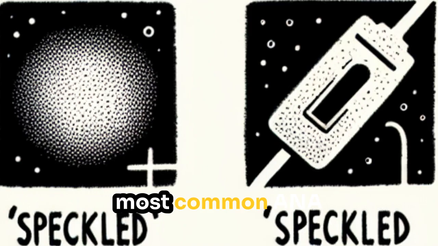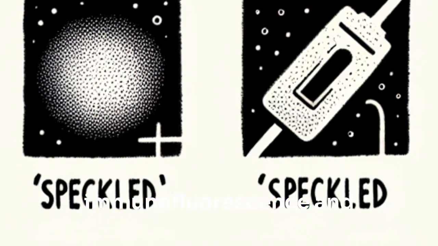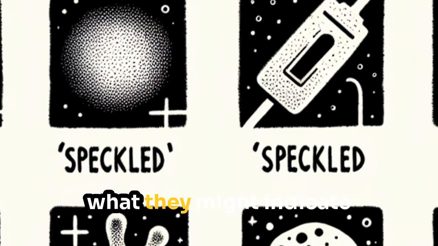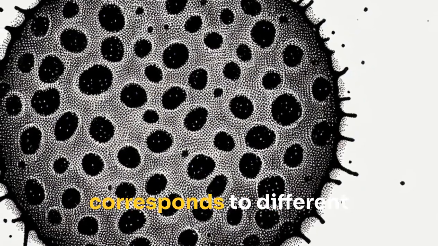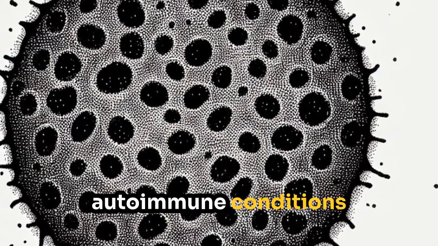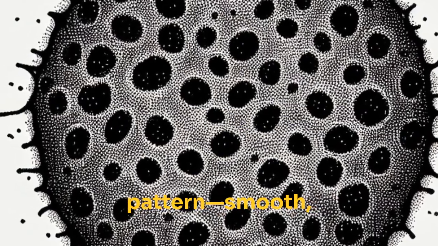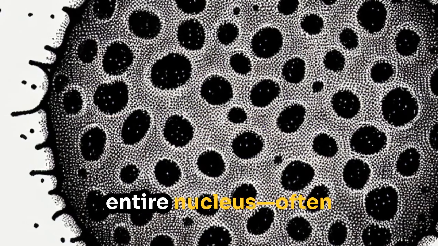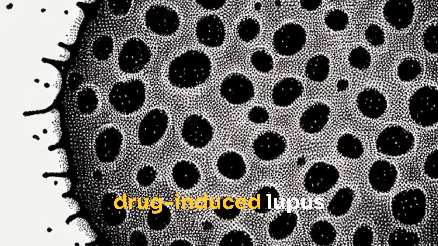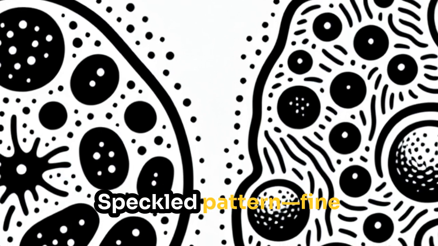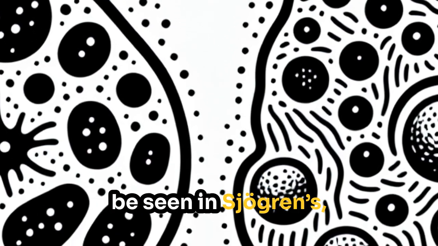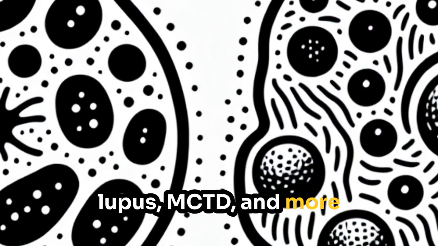Let's go over the most common ANA patterns seen under immunofluorescence and what they might indicate. Each pattern corresponds to different autoimmune conditions. Here's a quick guide. Homogeneous pattern, smooth, even staining of the entire nucleus, often points to lupus or drug-induced lupus. Speckled pattern, fine or coarse speckles, can be seen in Sjogren's, lupus, MCTD, and more.